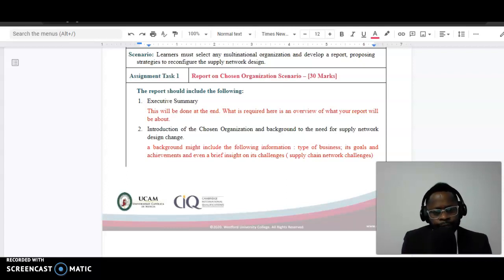Now, introduction. Again, a very brief introduction of your company. So, what is that about? A background of your company, what the company is about, the type of business, what are their goals, probably what are their achievements. Now, these guidelines that I have in red, they are just guidelines. They are good guidelines, but you can have an additional perspective, right? But just follow my flow.